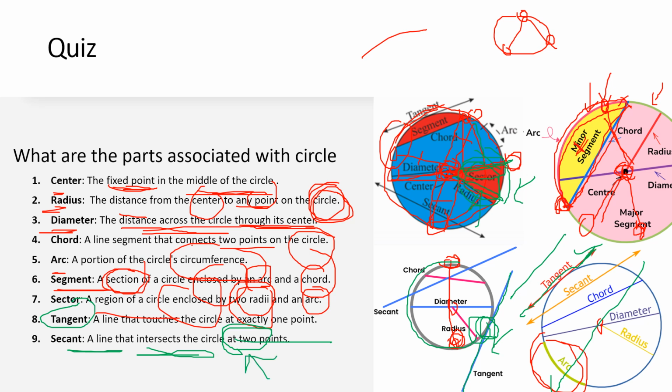Look at this line here. This is a straight line. It intersects the circle at one point here and here again. So this is a secant. Similarly, look at this. This colored line is a secant. It crosses the circle here and intersects the circle here. So it's a secant.